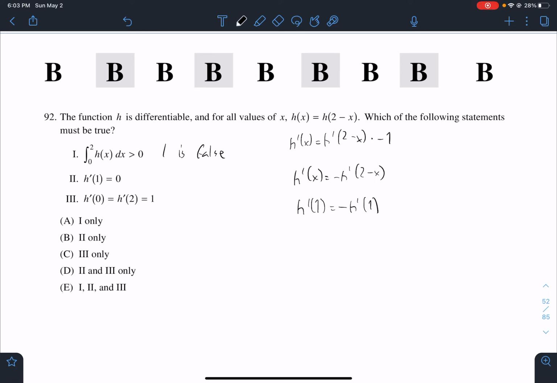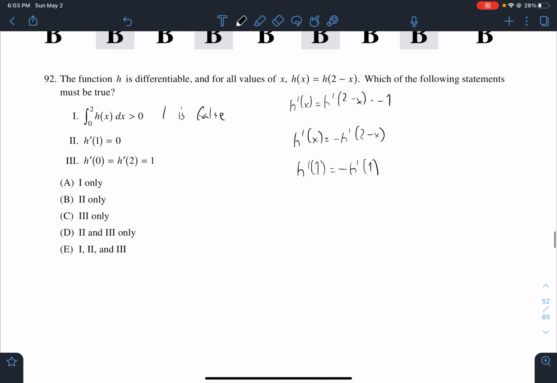And so for statement 3, we want h prime of 0, which is equal to h prime of 2, which is equal to 1. Wait, hold on. I think I might have made a mistake here. h prime of 1 equals negative h prime of 1, so we can add h prime of 1 to both sides. Sorry, I just made a mistake. So 2 h prime of 1 equals 0. So h prime of 1 has to be 0. So 2 is true. Sorry for that.